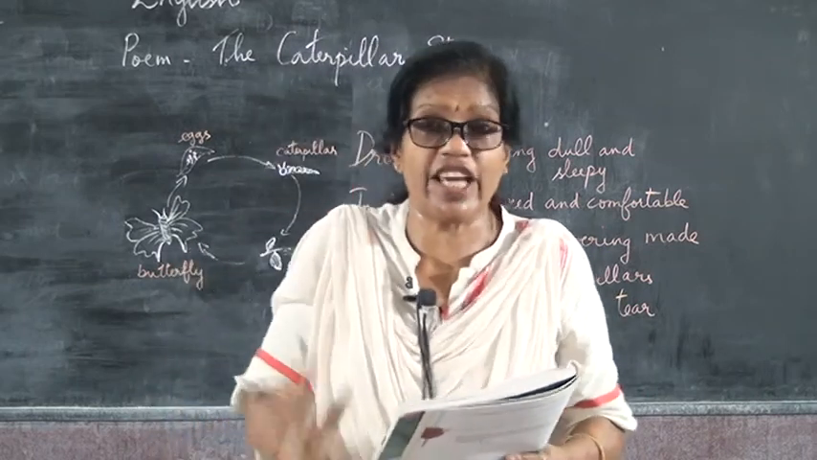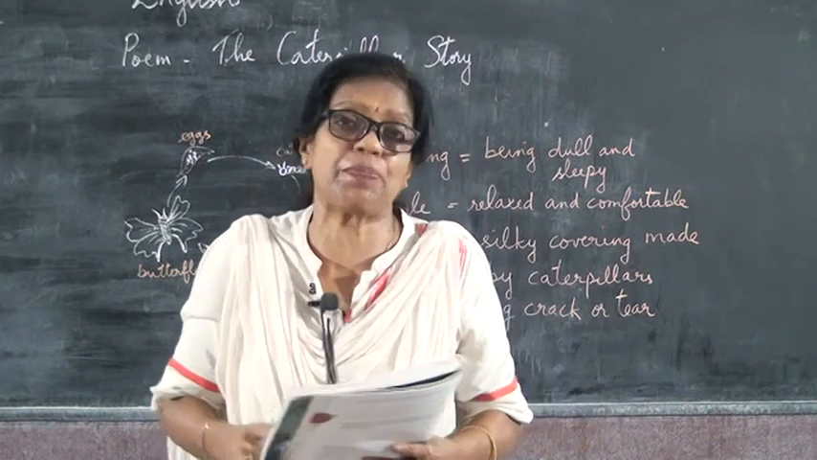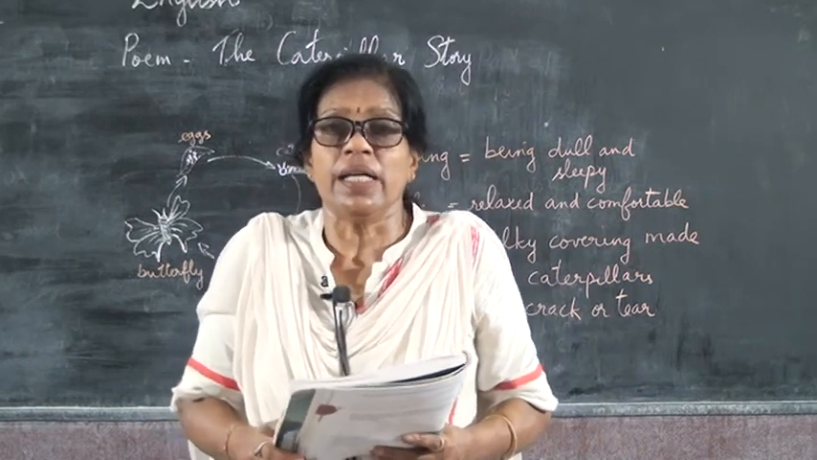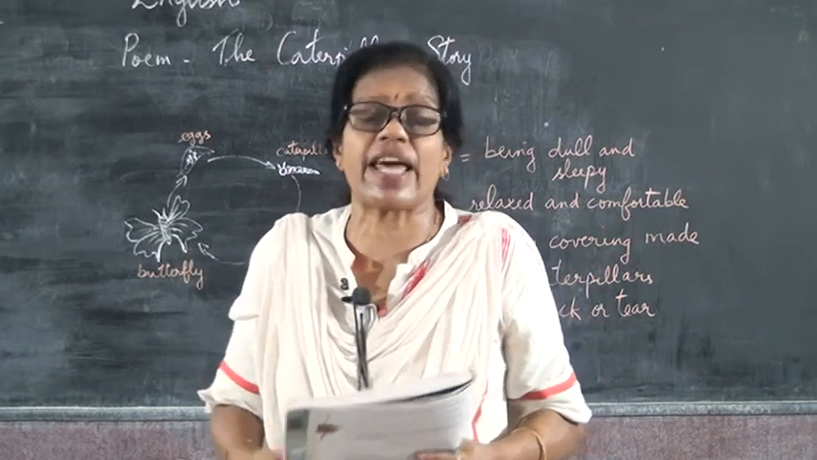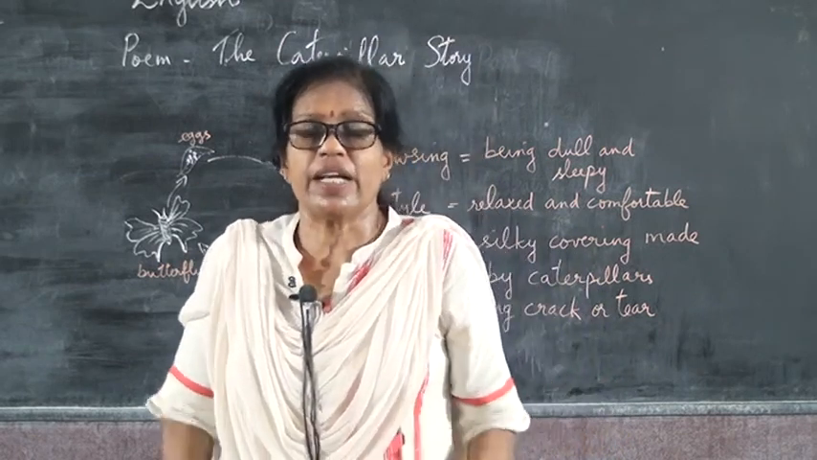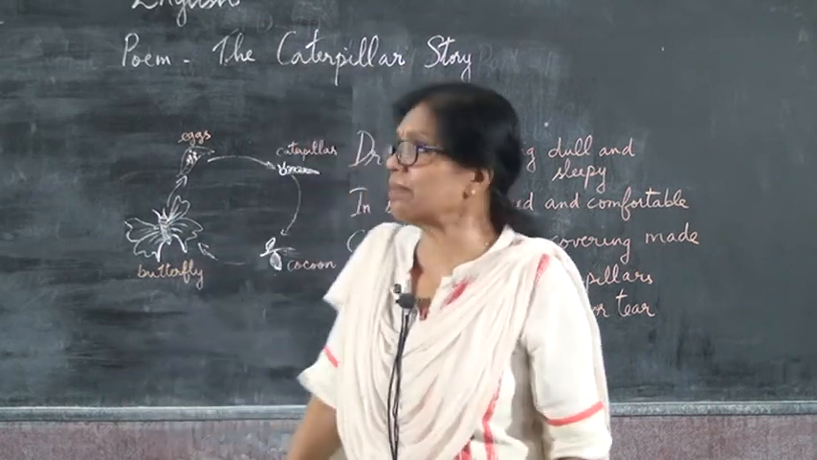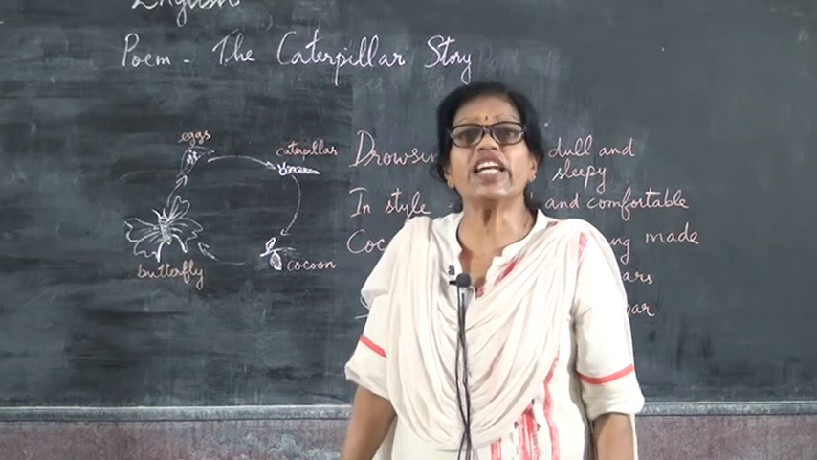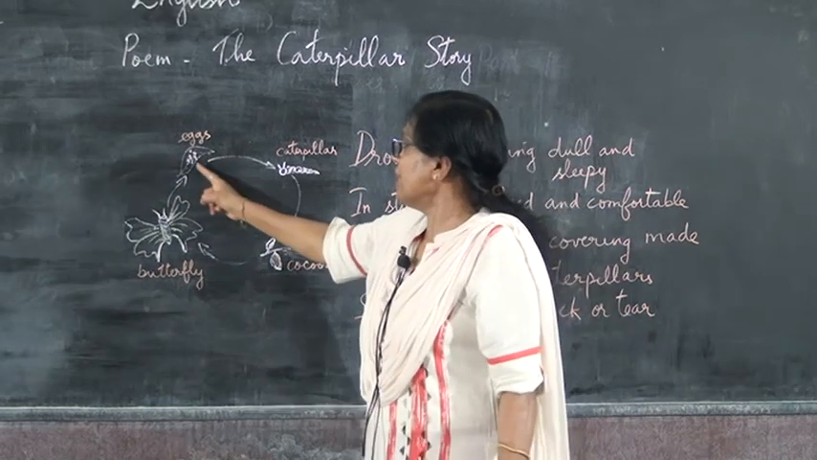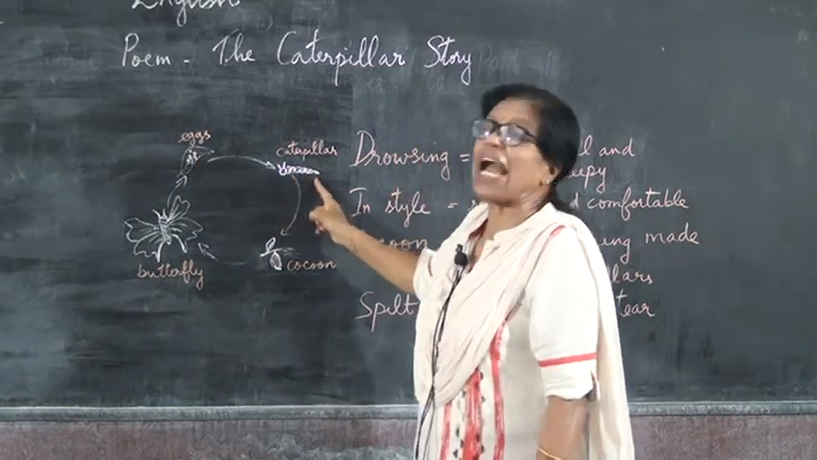Now all listen carefully. Now you know what is a caterpillar. Now I hope you all have learned in 3rd standard about the life cycle of a butterfly. Life cycle of a butterfly means first the butterfly will lay eggs on the leaf. Then that egg will be formed into a caterpillar.